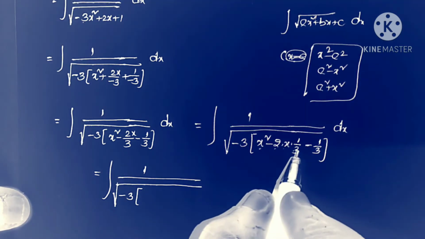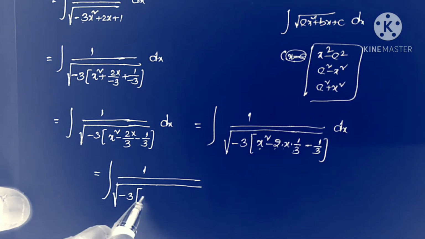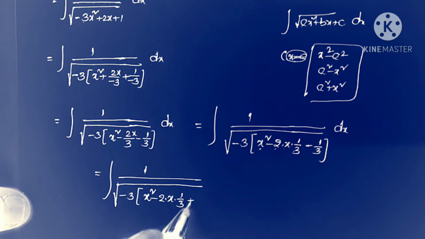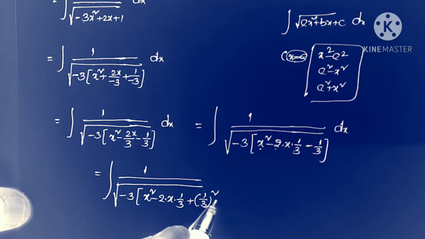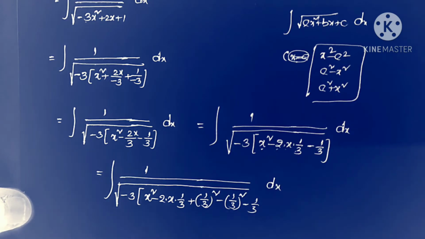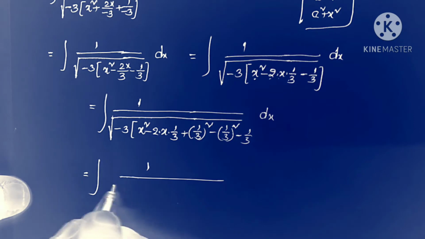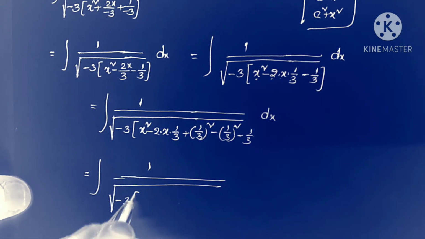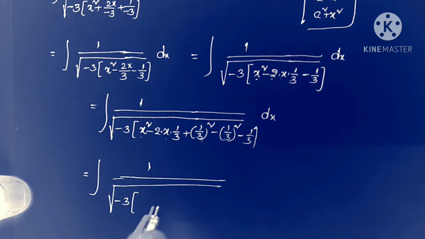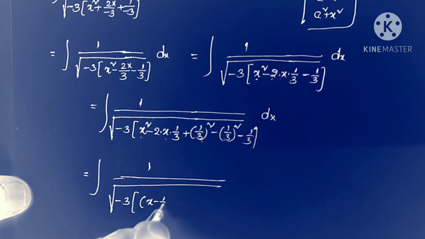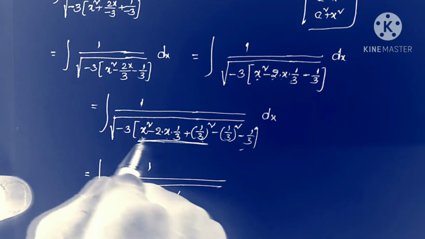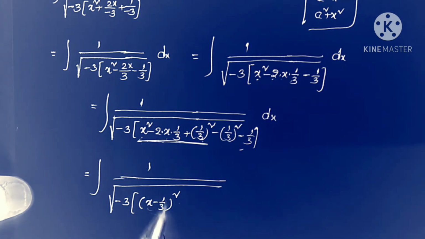1 by 3. Now we add 1 by 3 whole square term to this expression, that is x square minus 2 into x into 1 by 3 plus 1 by 3 whole square minus 1 by 3 whole square minus 1 by 3. This is equal to integral 1 by square root of minus 3 into, now this is in the form of a square minus 2ab plus b square, which is a minus b whole square, that is x square minus 2 into x into 1 by 3 plus 1 by 3 whole square. This total value is nothing but x minus 1 by 3 whole square.